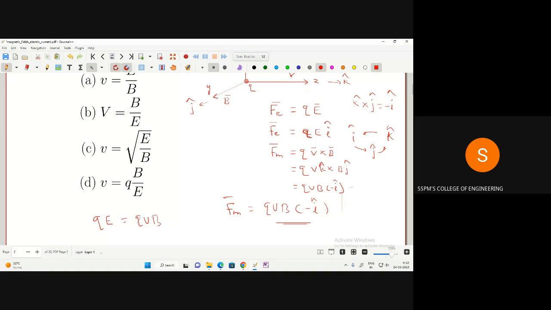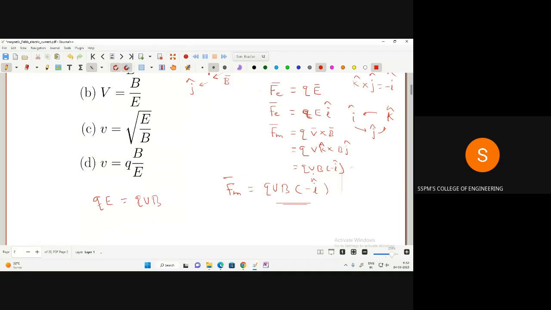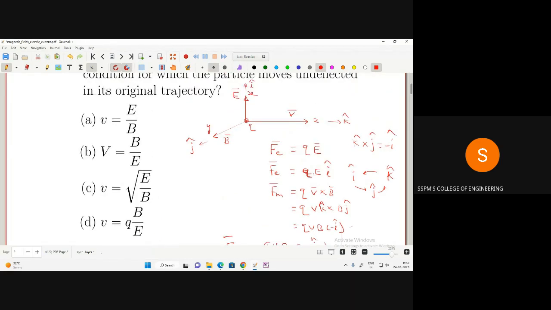Now Q will be cancelled, and we will get the relation for the velocity V, and that is equal to E upon B. So in order for the charge to be undeflected, the relation for the velocity in terms of electric and magnetic field must be E upon B. So the first option is the correct option. In this way you solve the example.